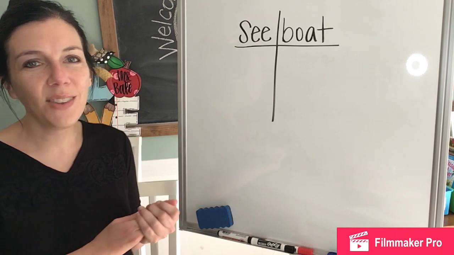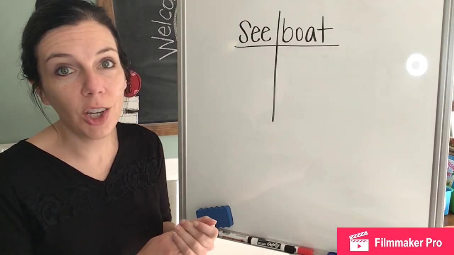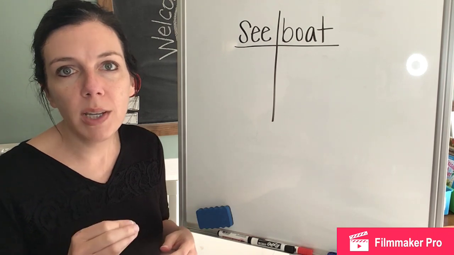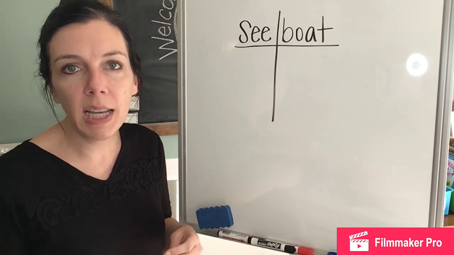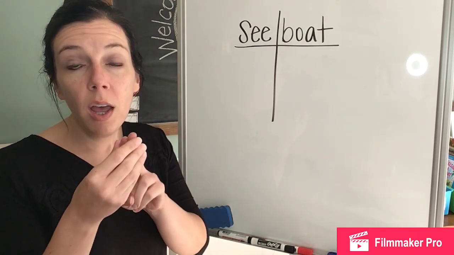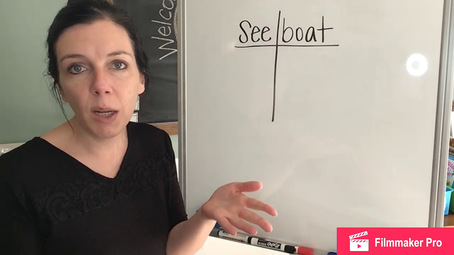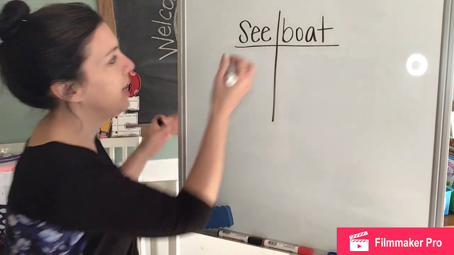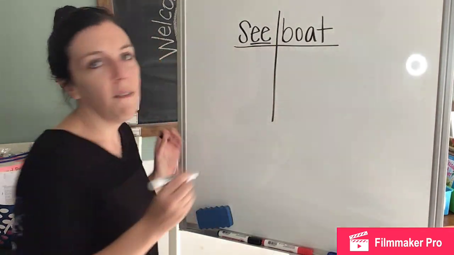All right, guys, so let's get started with our analogy chart activity. We're going to practice two vowel teams. When I say a vowel team, that just means two vowels that are put together kind of like a team, and they make a new sound. The first one that we're going to practice is the E vowel team.